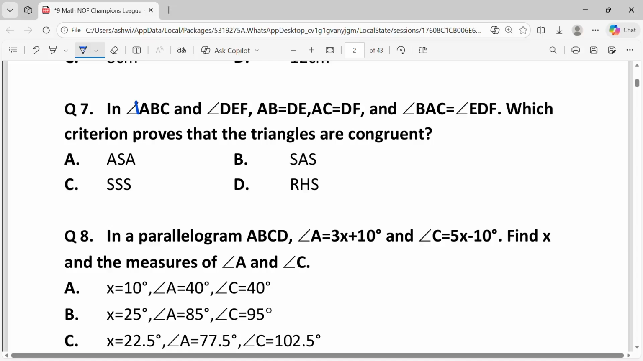Correction: in triangle ABC and triangle DEF, drawing the two triangles A, B, C, D, E, F. Side AB is equal to side DE. Side AC is equal to side DF. And angle BAC is equal to angle EDF. This is side angle side, that is option B.